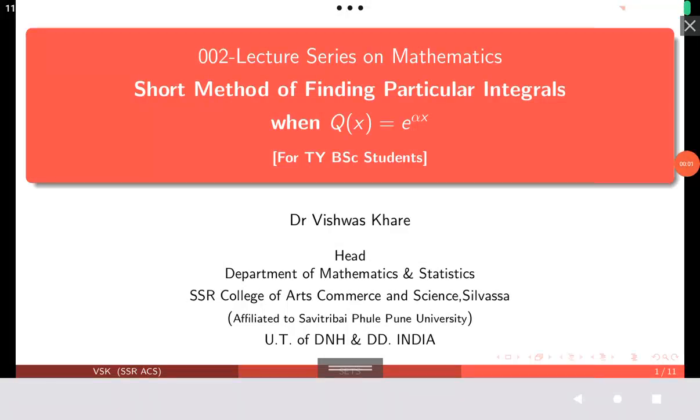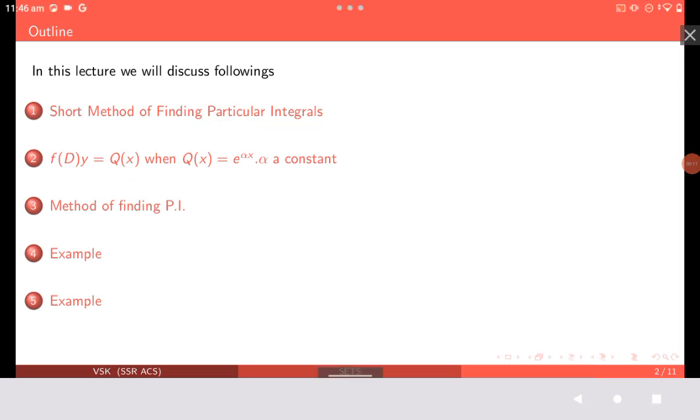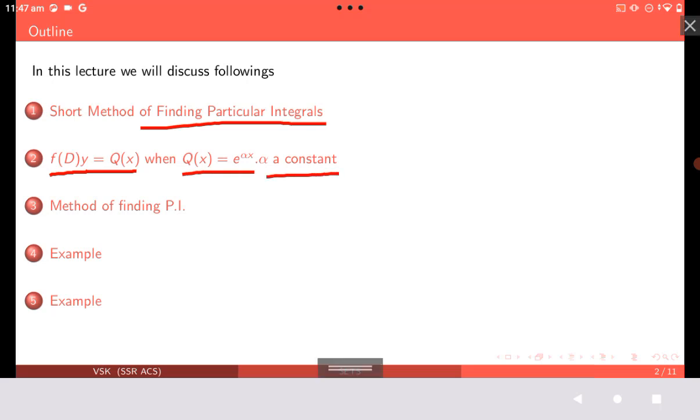In this lecture, we'll see the short method of finding particular integral when Q(x) is equal to e to the power alpha x. We'll cover these topics in this lecture: the short method of finding particular integral, in particular when F(D)y is equal to Q(x), when Q(x) is e to the power alpha x, where alpha is a constant. We'll see the method of how to find the particular integral. We'll cover these two examples also.